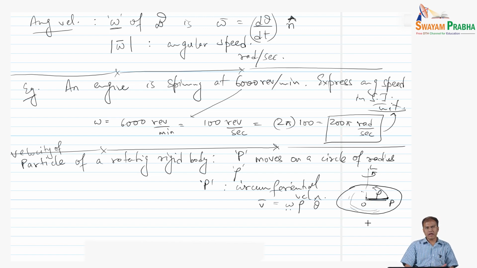So it depends on the distance from the axis of rotation, and it depends on the angular speed of the rigid body, right? And that's about it. The particle sitting on a rotating rigid body will experience a linear speed as well, which is given by this quantity.